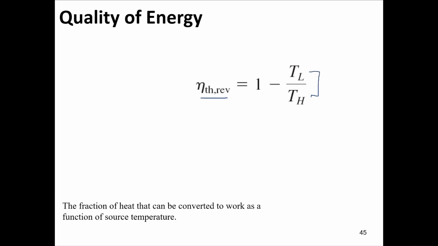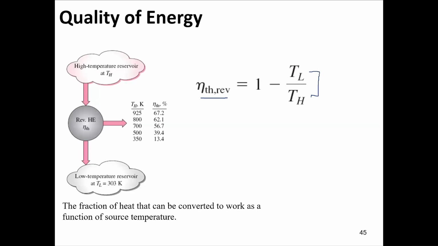The last thing that we have to discuss today is basically the quality of energy. For quality of energy, we say that this is the efficiency of a Carnot heat engine, or the maximum efficiency achievable for a system operating between two temperatures. Now, let's see the fraction of heat that can be converted to work as a function of source temperature.